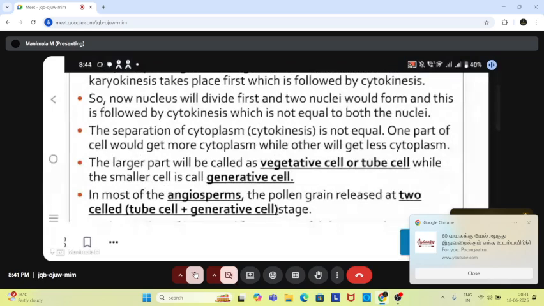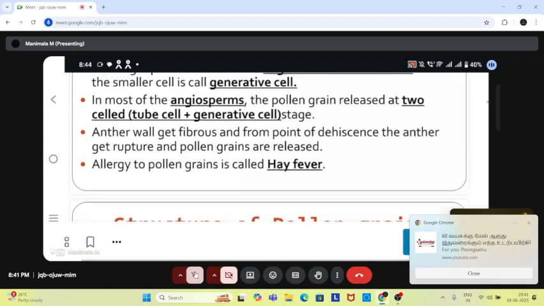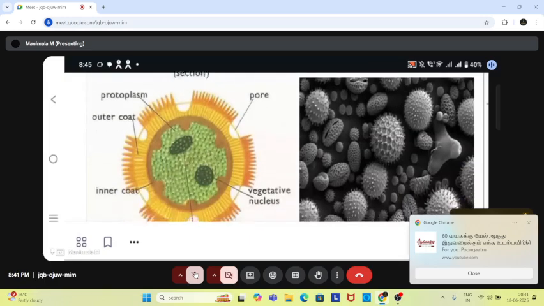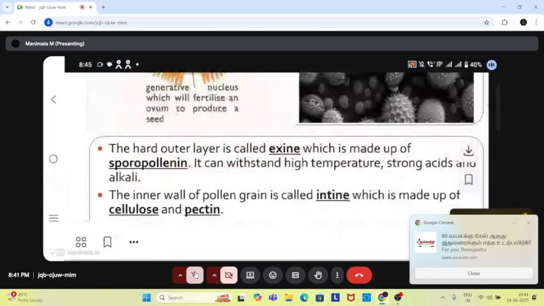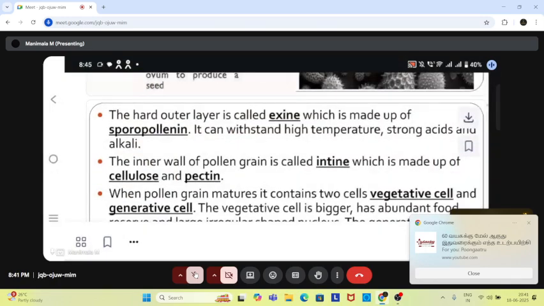So the general characters: it represents the male gamete and it is unicellular, haploid, oval or rounded, measuring nearly 25 to 50 micrometers, and it is made up of 2 layers. The pollen grain is made up of two layers. One is the outer layer, called exine, which is made up of sporopollenin. The other is the intine.